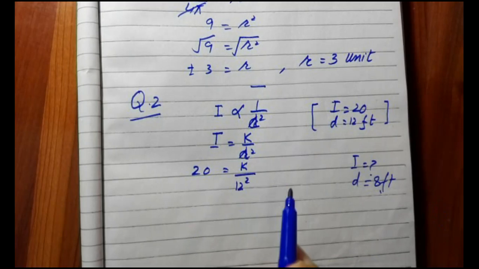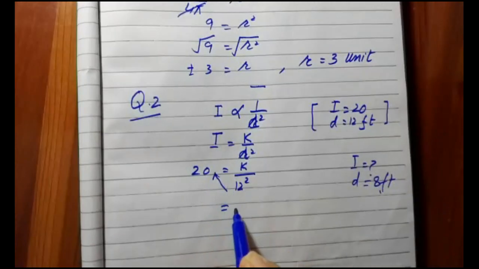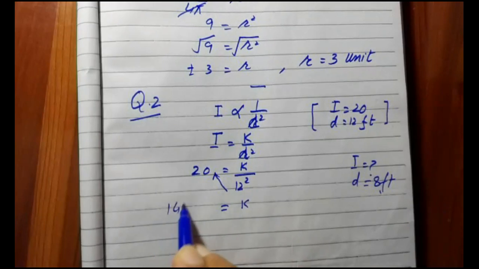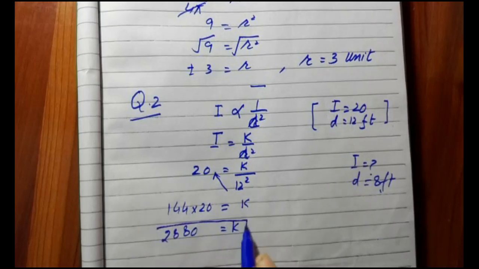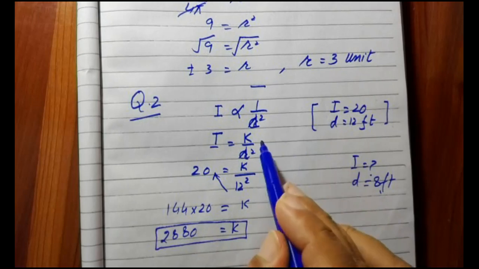So find k by cross multiplying it. So k is equals to 144 into 20. So this will become 2 8s are 16, and so on. So k's value will become 2880. Now substitute it into this formula, which we normally label as equation number 1.